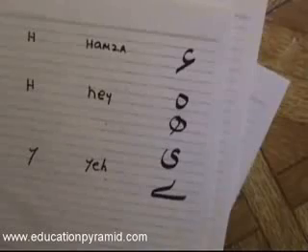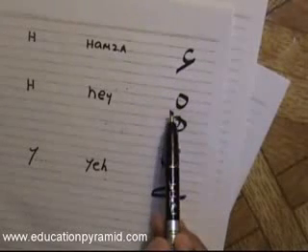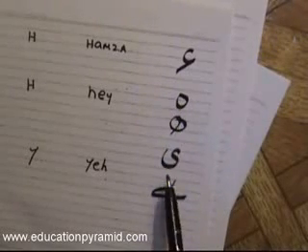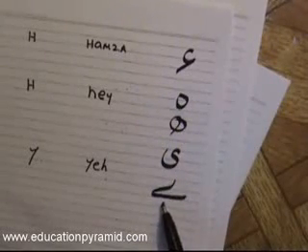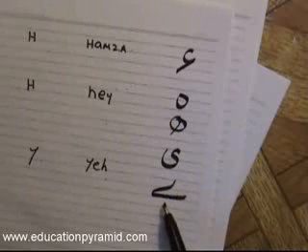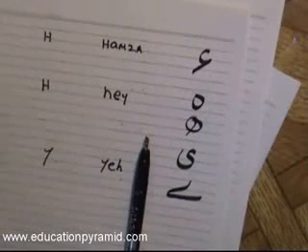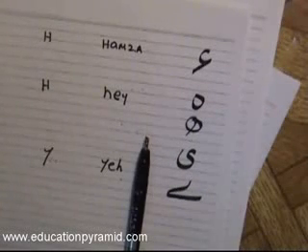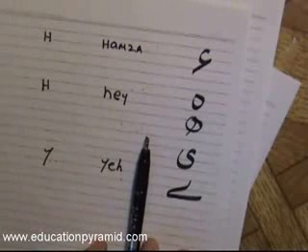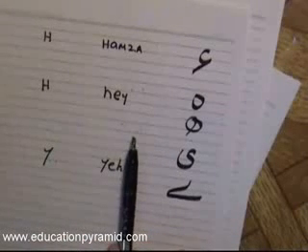Waw, hamza, he, ye, choti ye, badi ye. That's all in this lesson, and we will continue doing more practice on alphabets in the next lesson. Thank you very much.